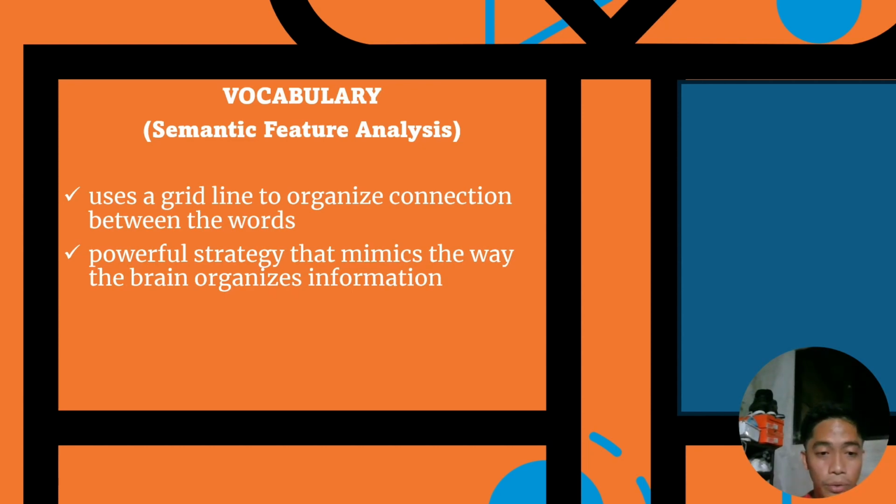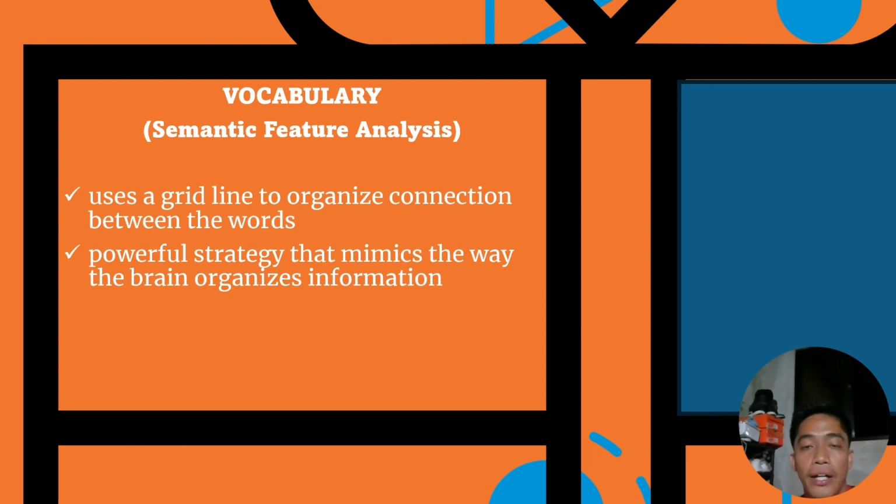It also says that semantic feature analysis, according to Amir 2018, is a powerful strategy that mimics the way the brain organizes information. It also enables the learners to recognize first the semantic relatedness between words, and second, that they hardly ever share all features when they share some semantic features.